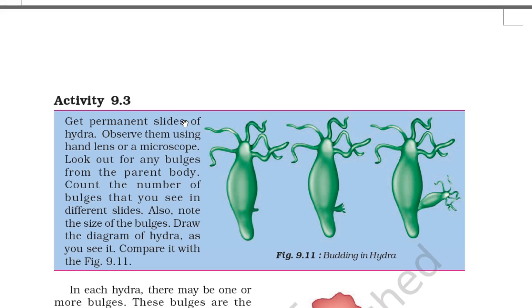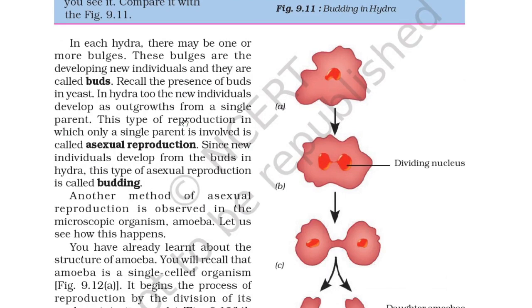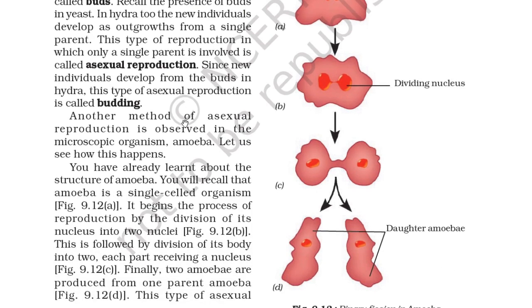So you can see budding of hydra in figure 9.11. In each hydra, there may be one or more bulges. The bulges are the developing new individuals and they are called buds. Recall the presence of buds in yeast. In hydra, the new individuals develop as outgrowths from a single parent. This type of reproduction, in which only a single parent is involved, is called asexual reproduction. Since new individuals develop from the buds in hydra, this type of asexual reproduction is called budding.